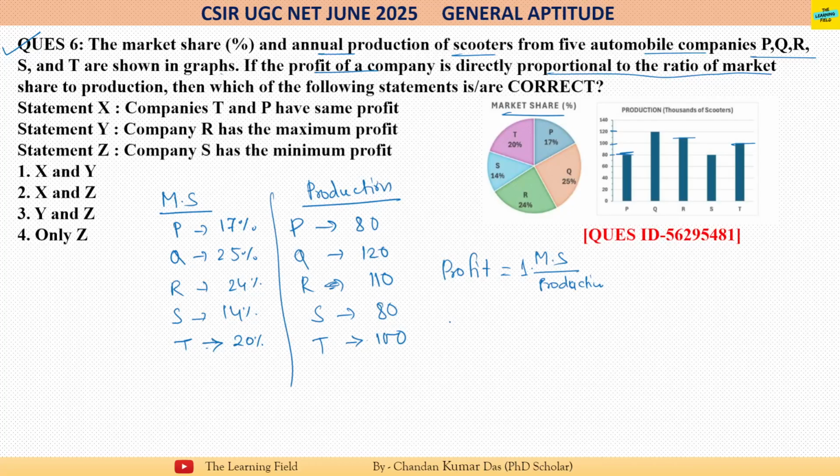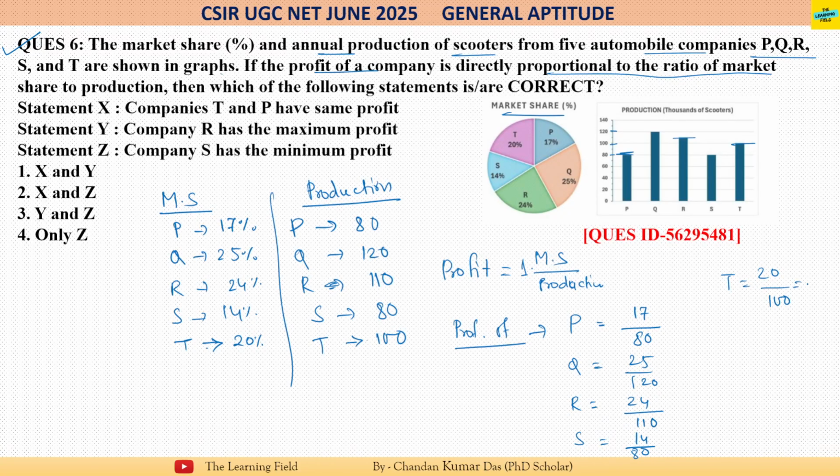Fine. So the profit of P equal to 17, the ratio we can directly calculate. 17 by 80, Q is equal to 25 upon 120, R equal to 24 upon 110, S equal to 14 by 80, and T equal to 20 by 100. So this is equal to 0.2. If we just calculate the values, we can get our answer.